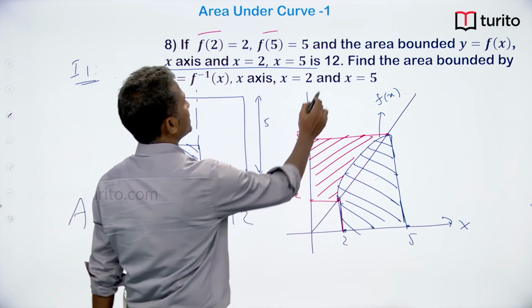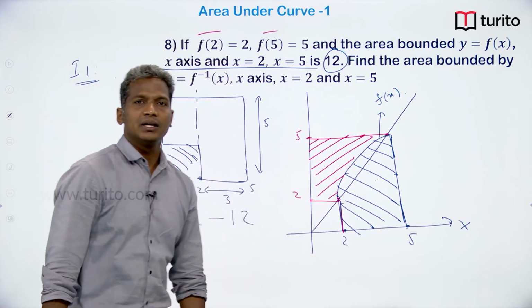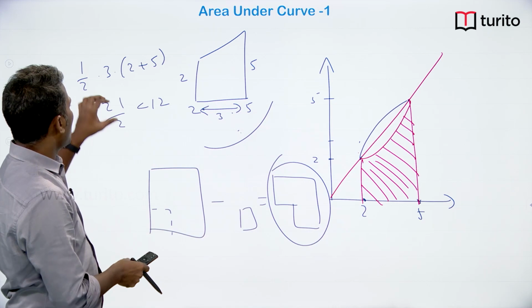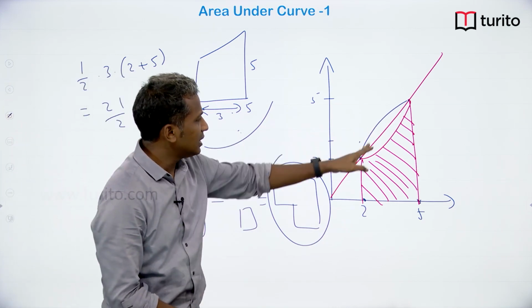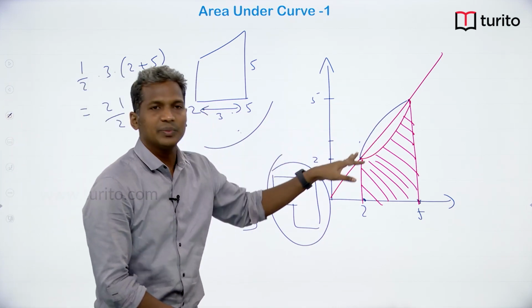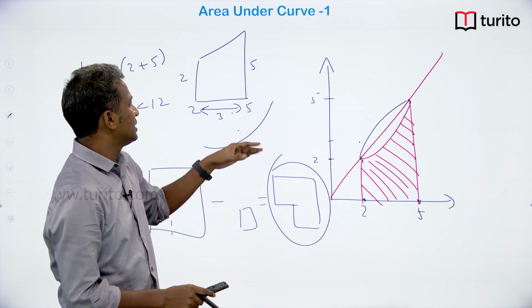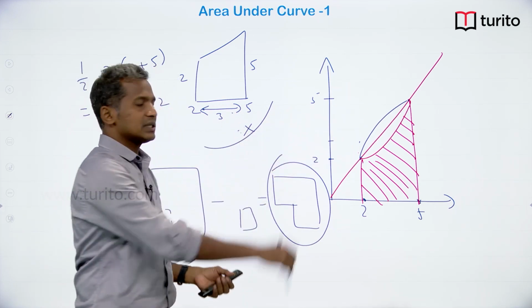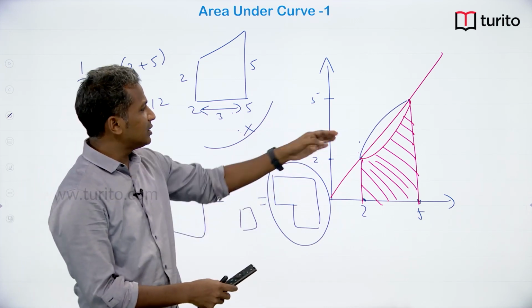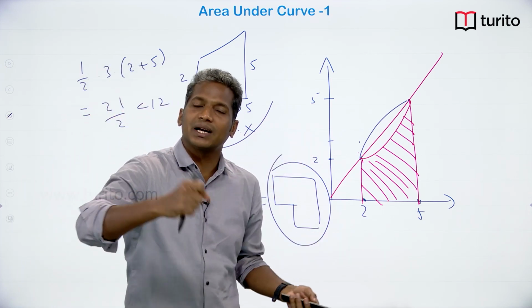Because in the function the area is given as 12, which is more than the area of the trapezium, I took the function above the y equal to x line. Okay. So, this is the idea, that is why I have taken the curve above the y equal to x line, and I did not take this curve. But even if you take the below curve, it does not matter, you will get the correct answer.